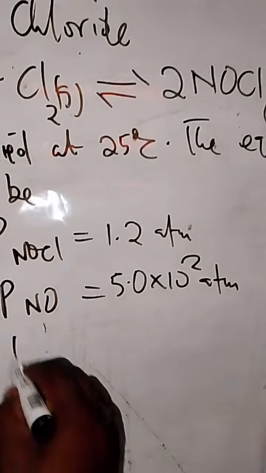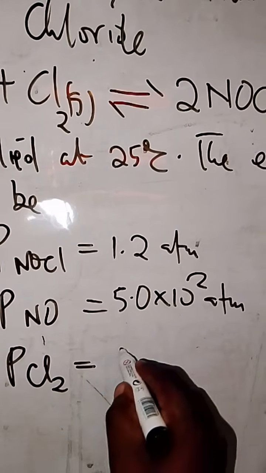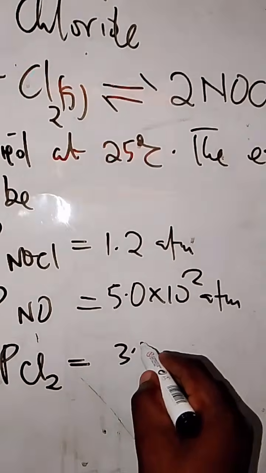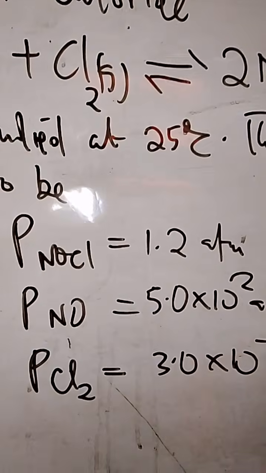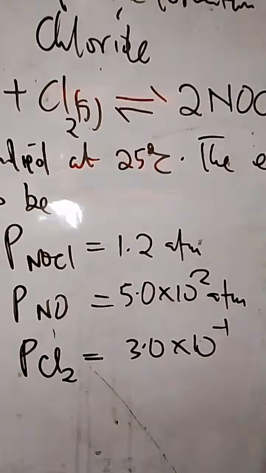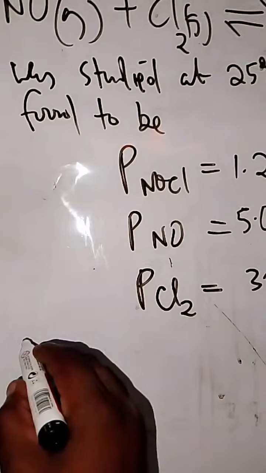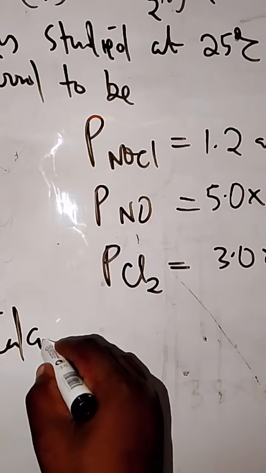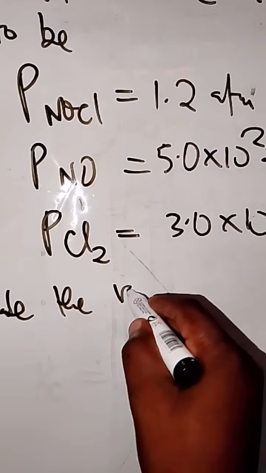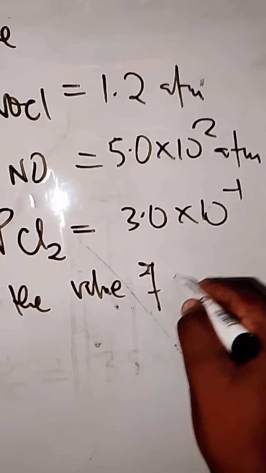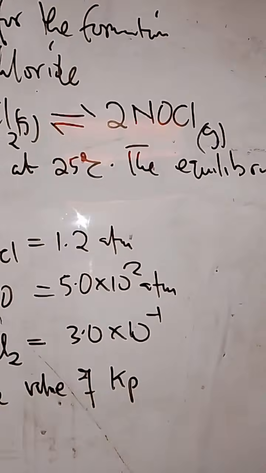Okay, then the partial pressure of chlorine gas is equal to 3.0 times 10 to the power negative 1. So the question is: calculate the value of Kp. Okay, so this is straightforward.